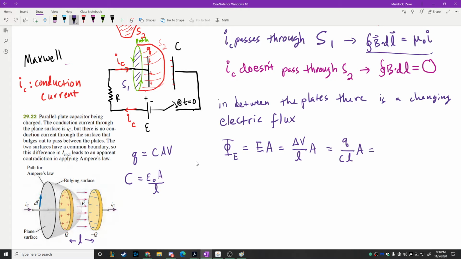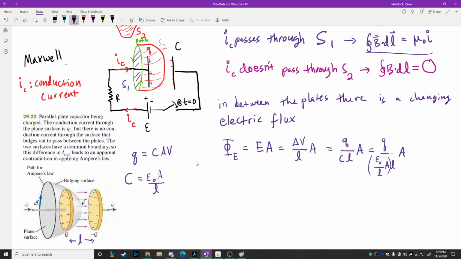So this would end up being equal to Q over epsilon naught over L times A multiplied by A. Notice that, and there's another L right here too. So what did I do here? We started off by saying the electric field between the plates is delta V over L. Delta V is Q over C. C is epsilon naught, it's this whole thing right here.